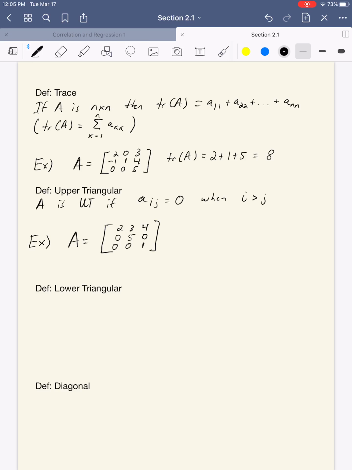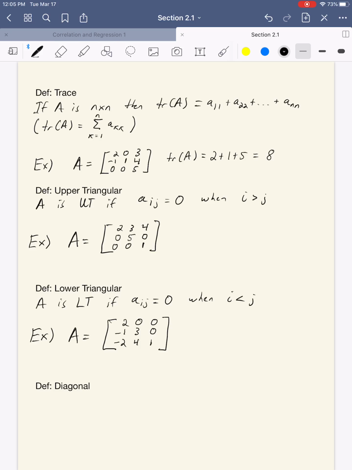Lower triangular is going to be identical. So A is lower triangular if A sub ij equals 0 when i is less than j. And this is just going to be the opposite of an upper triangular matrix. In other words, here, all the values that are non-zero need to live on or below the diagonal. So an example of that would be some matrix like this, something maybe like 2, 0, 0, negative 1, 3, 0, and negative 2, 4, 1.